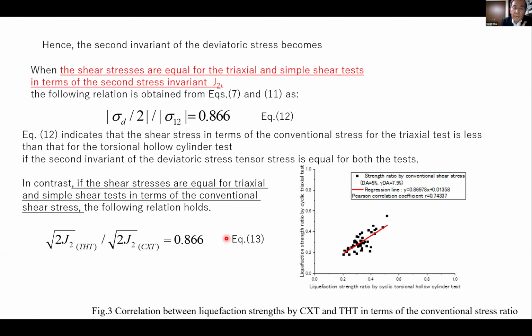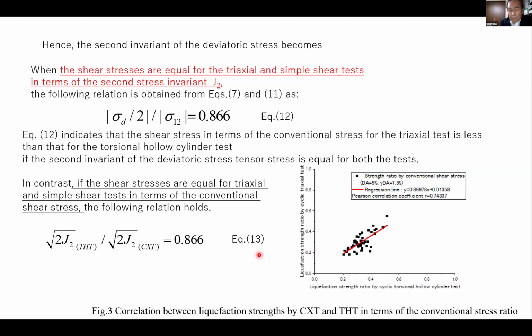If the shear stress is equal for triaxial and simple shear tests in terms of the second stress invariant, J2 over sigma n prime, then the shear stress in the triaxial condition is larger than the shear stress in the simple shear test, by 0.866. Remember this one. And vice versa, in contrast, if the shear stresses are equal for triaxial and simple shear tests in terms of the conventional shear stress, they will have this equation, the exact ratio of the stress invariant.